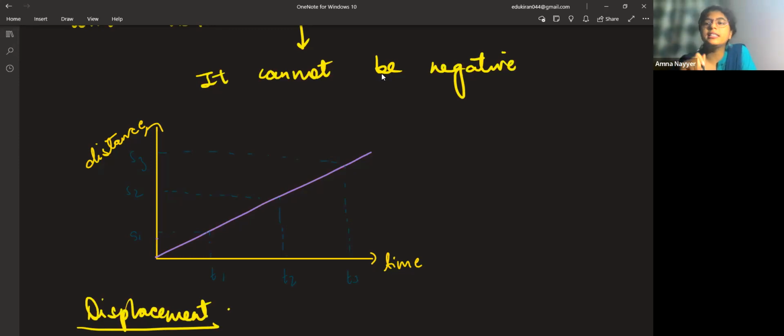If we are calculating displacement, displacement is not equal to distance. Please keep in mind, that's why we are studying this under two different headings. Displacement and distance, these are two different quantities.